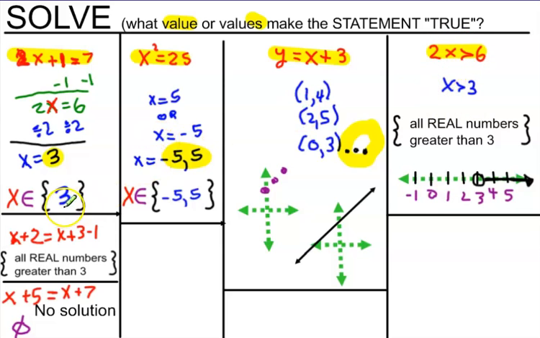Okay, how do you respond with an answer? You could say x equals 3. You can put it in a set notation. You could graph it, but that would just be one little point on a line. This one here, two values. Okay, this one could be graphed, but it would be two individual points.